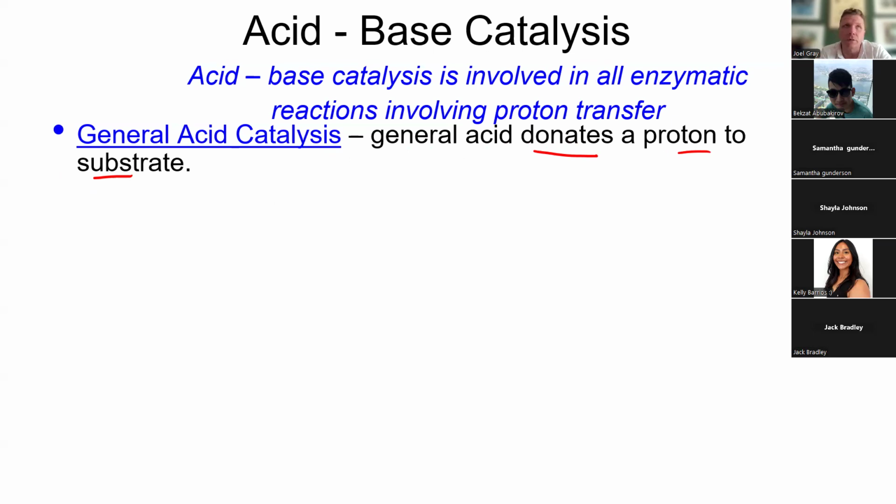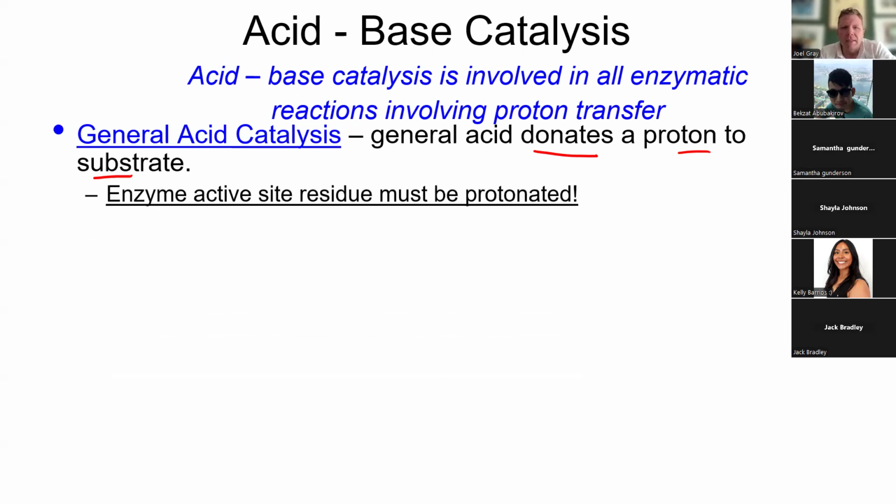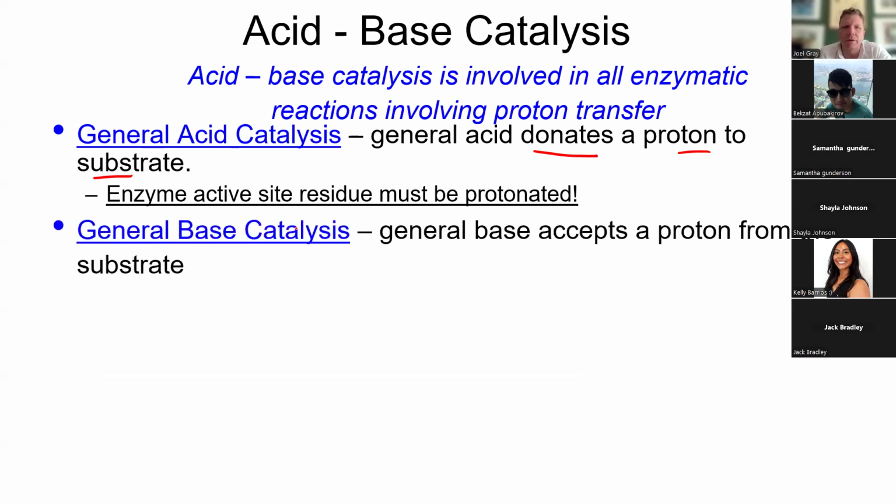Now, there are other situations. For instance, you could have water donate a proton. You could also have a coenzyme donate a proton. In general acid catalysis, this is what you should hang your hat on with respect to your criteria: we have an active site residue that has to be protonated. So there's an enzyme active site that must be protonated. Now, in general base catalysis, a general base accepts a proton from a substrate.